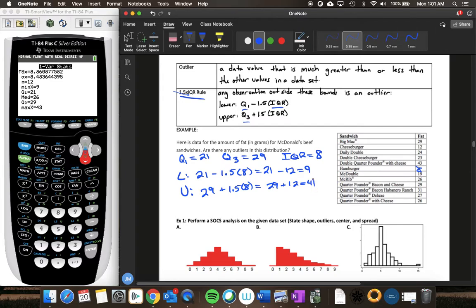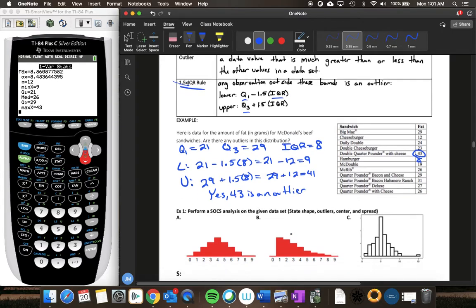But there is one that's higher than 41. And that was our quarter pounder with cheese, double quarter pounder with cheese, actually. So are there any outliers? The answer there is yes. 43 is an outlier. So if you don't have a graph to go off of, this is kind of what you have to do in order to find outliers.